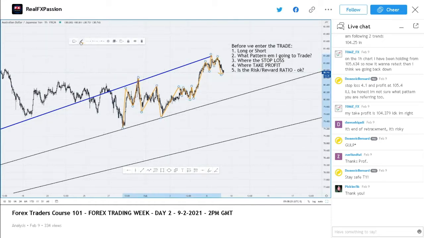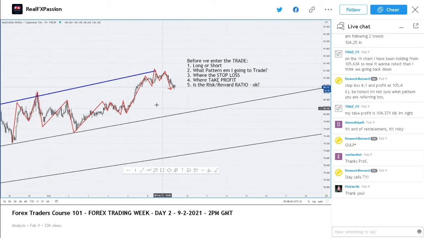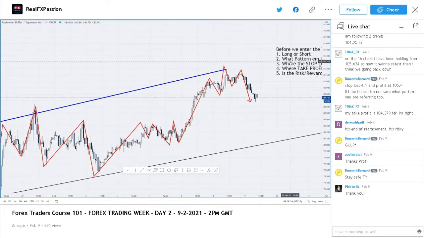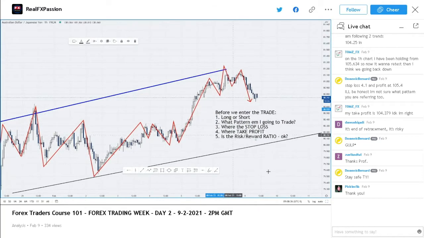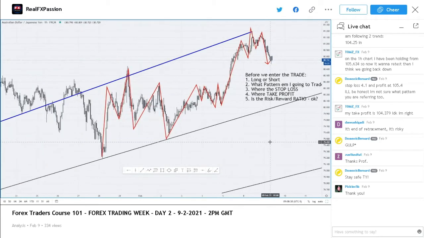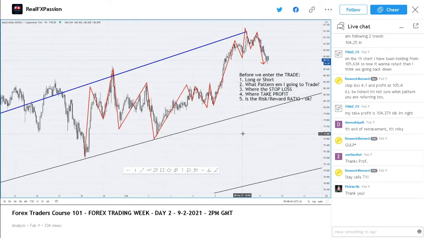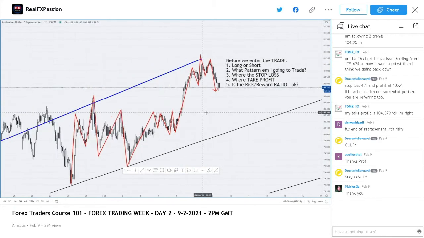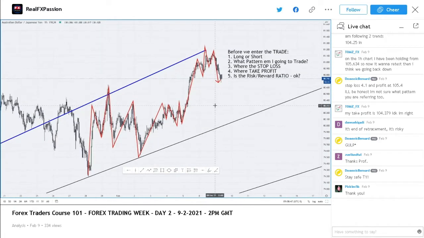Boss, isn't the market in an uptrend? I mean, there is no right or wrong, right? But I'm asking questions. So boss, isn't the market in an uptrend? Maybe yes, maybe no. Who knows? Beginner traders, who knows? Okay, so DMW, what pattern are you shorting?